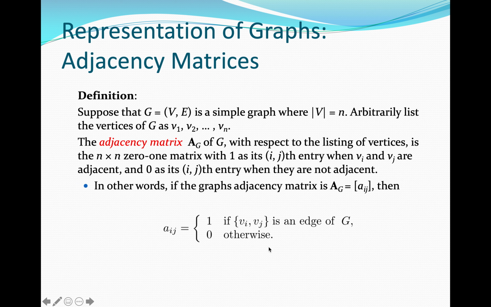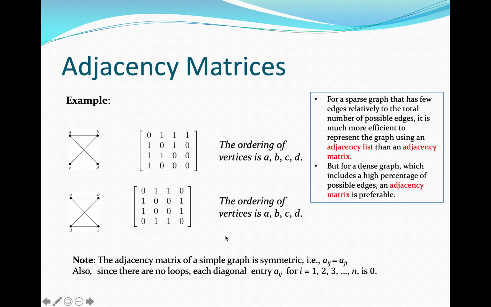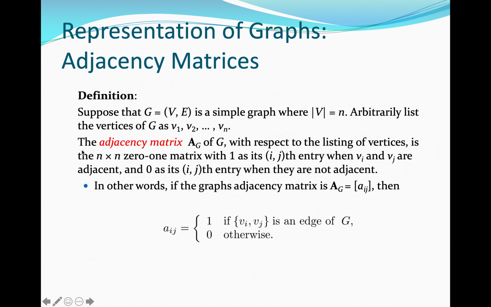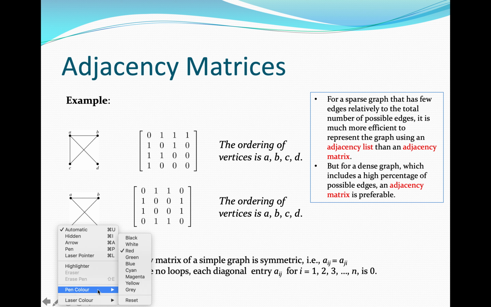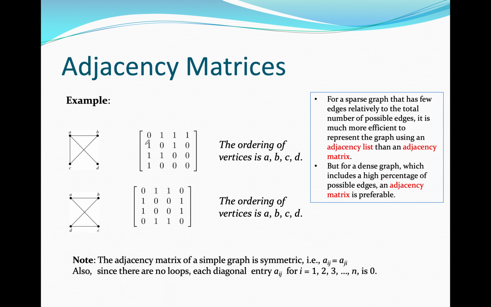So this is the simplified way of these words: Aij is equal to 1 if Vij is an edge of G, and 0 otherwise. So this is the example. Now in this case, we can say that this is the column for A, this is the vertex for B, this is for C, this is for D, and the same goes for the rows. This is A, this is B, this is C, and this is D.